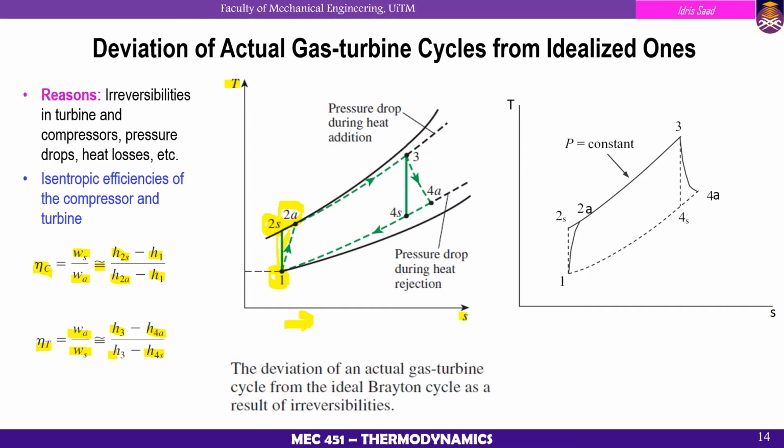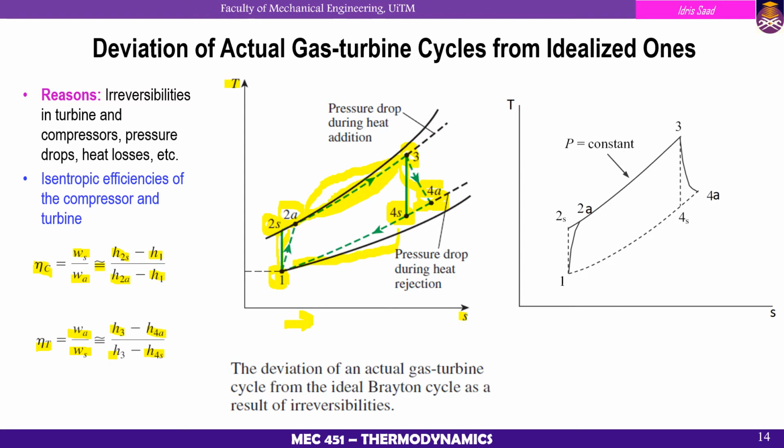The pressure also drops, so we go to state number 3 here, and then this is state 4S, the isentropic expansion at the turbine. However, because of deviation, state 4A must be higher than state 4S. So this is what we call the actual condition. However, for your case, we ignore the pressure drop here.